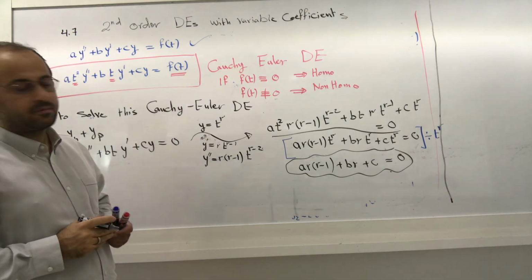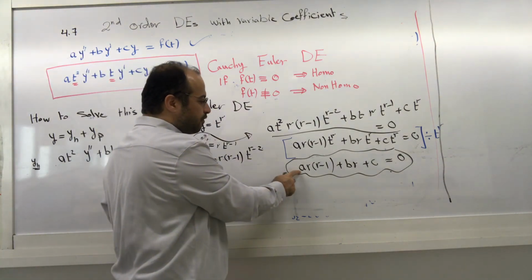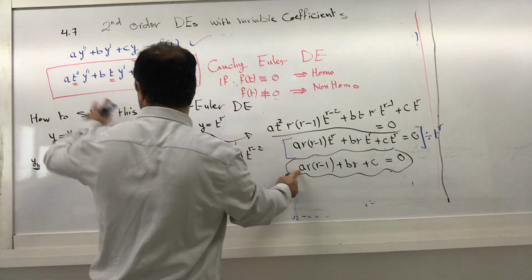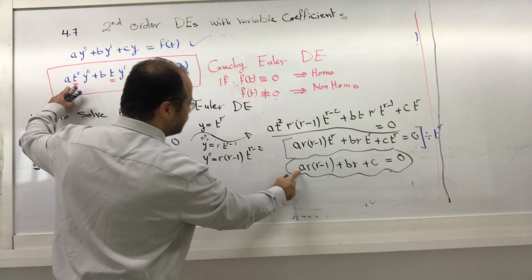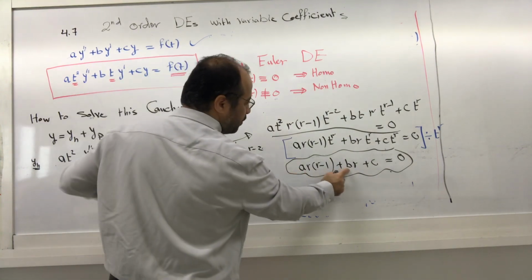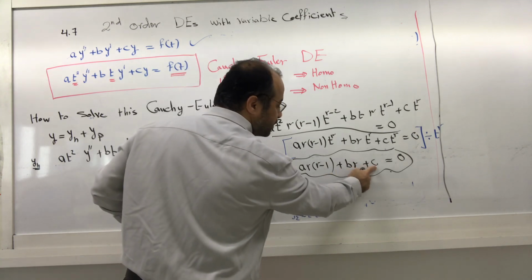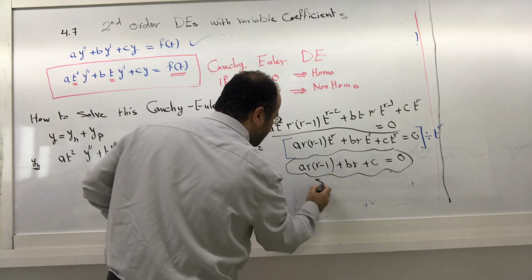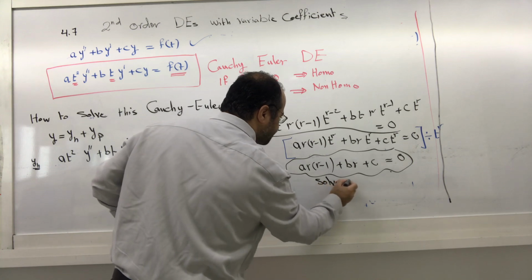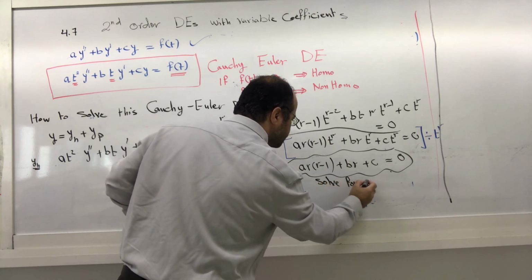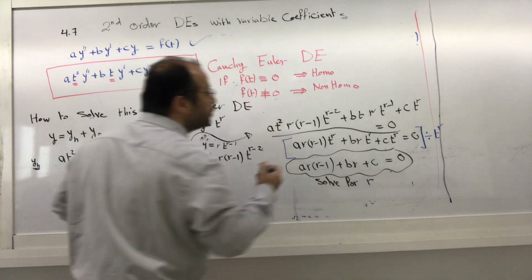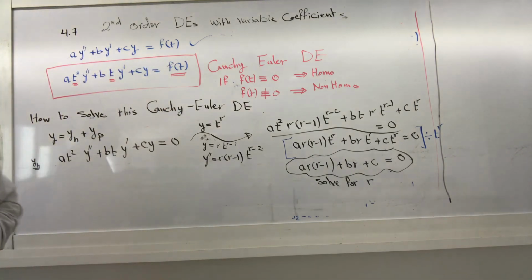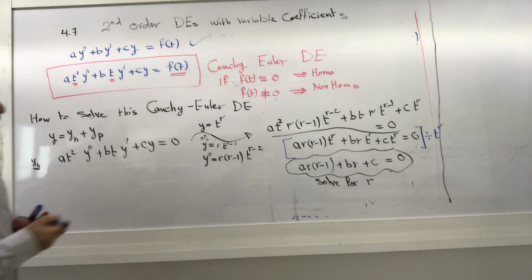Always you will have the same thing. You need to know the constant coefficients without the t. So you need to know your a, your b, and your c, and then you solve for r, and then you will have some cases. Then you study 3 cases. I'm going to show you what the cases are now.